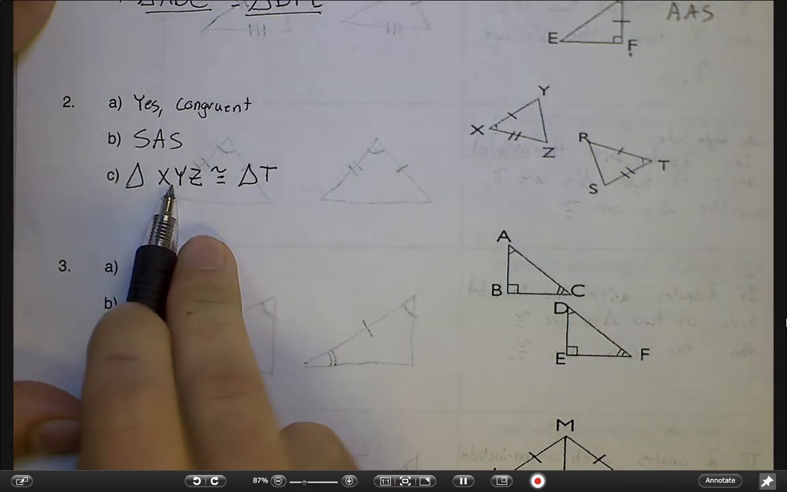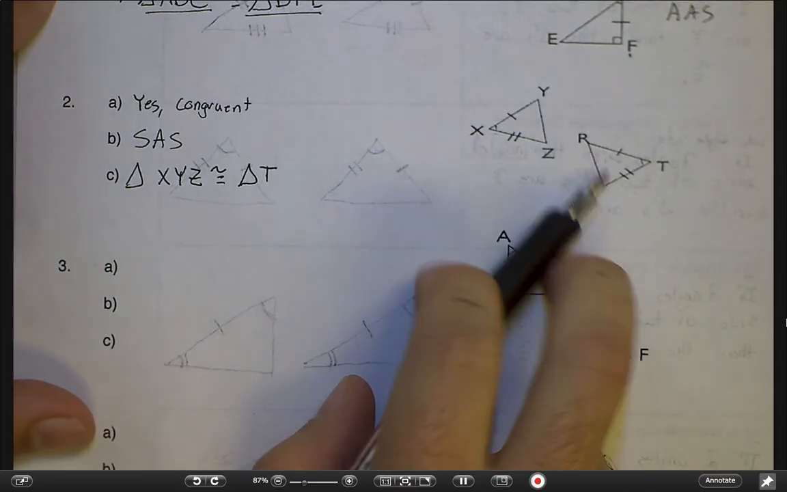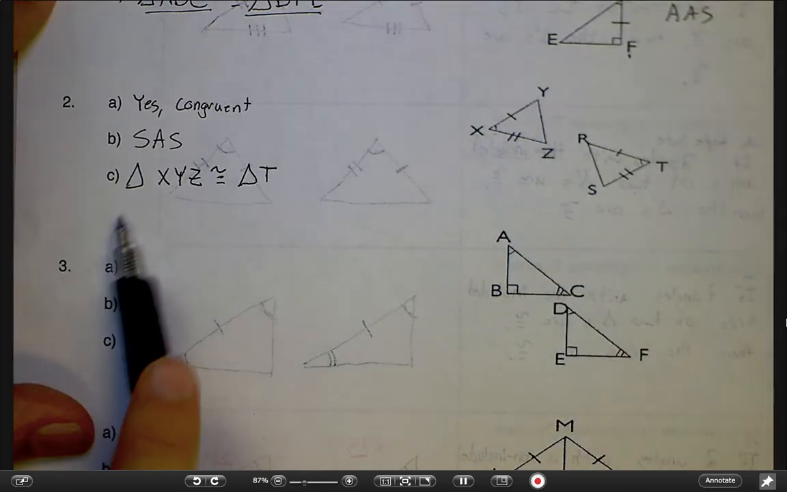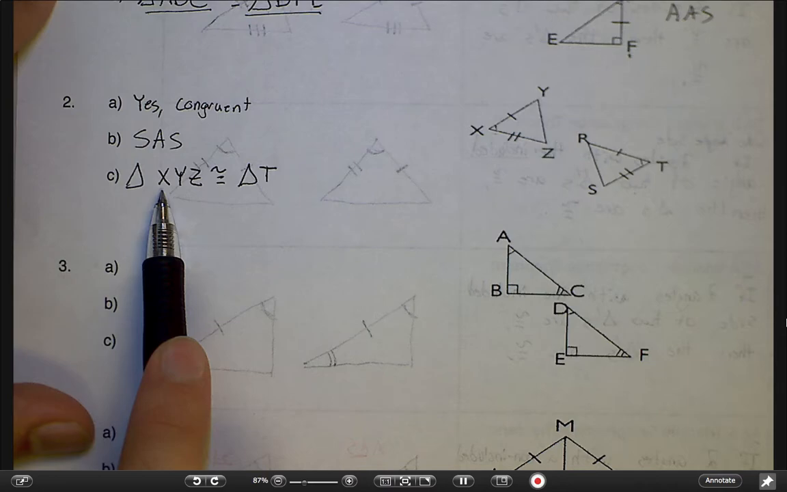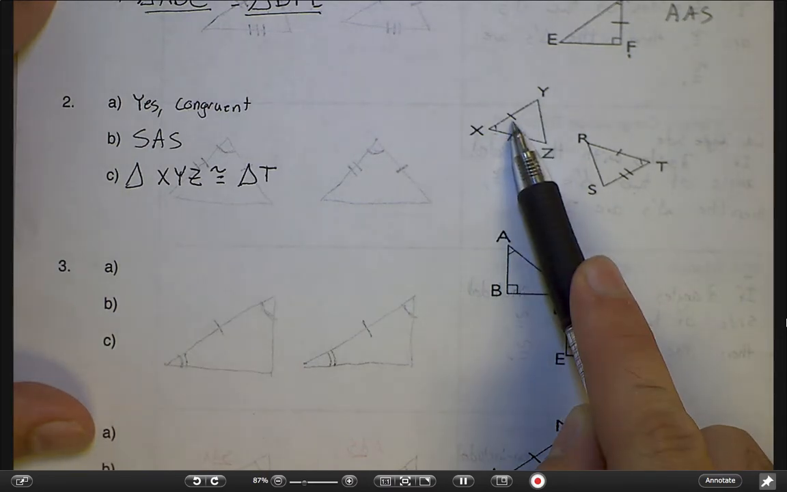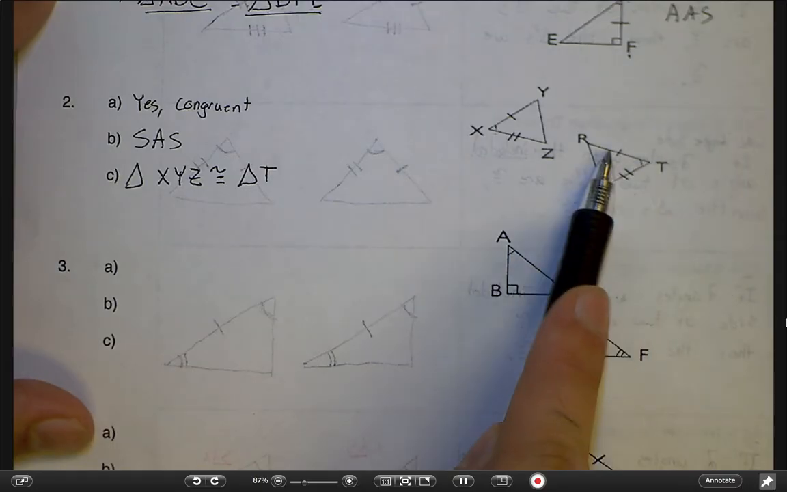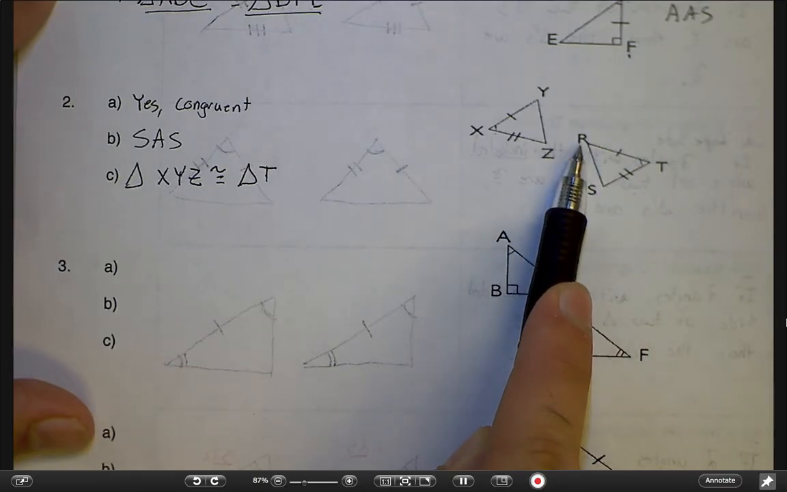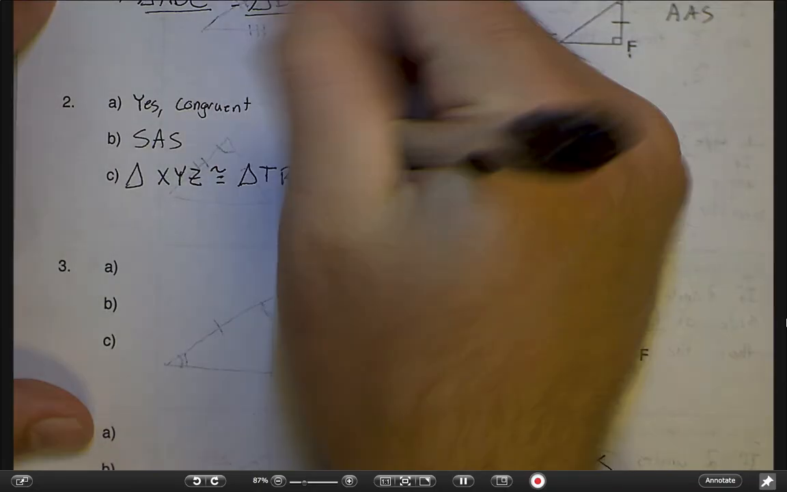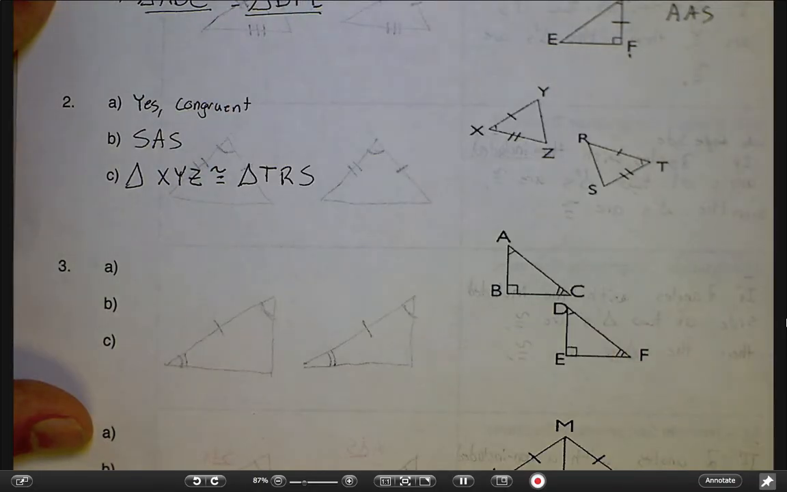Then angle Y, I don't actually know which angle corresponds to Y, but I can use the side here that's marked. So XY is my first two letters. So I know I've got to go from T to another angle, and that's my side marked with one tick mark. So from T, to go across the one tick mark side is to go to R. So my second letter must be the R. And then my third one is just the one I haven't used, which will be the S. So triangle TRS is going to be congruent to XYZ.